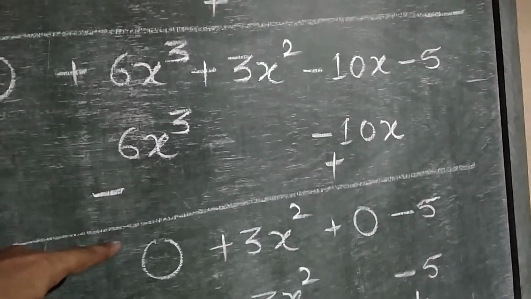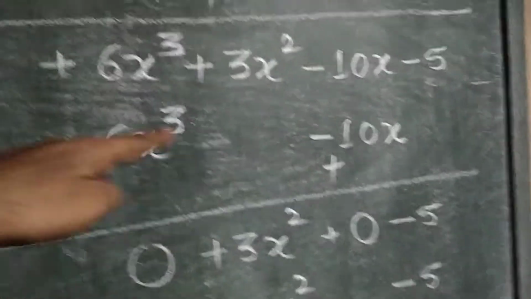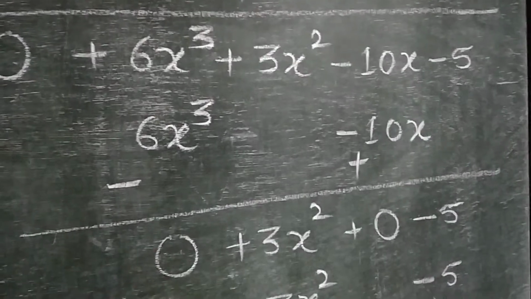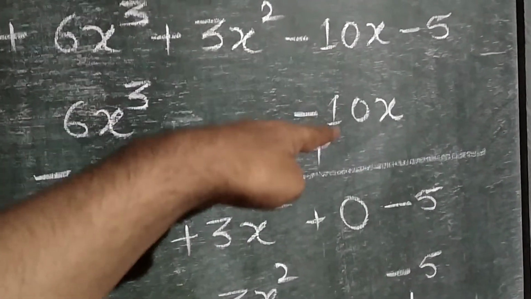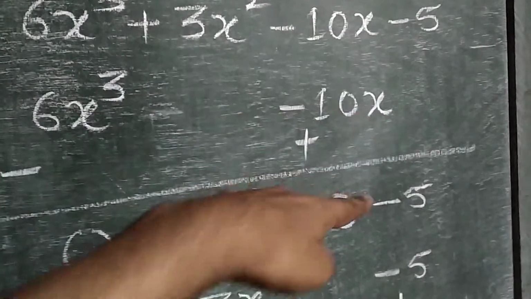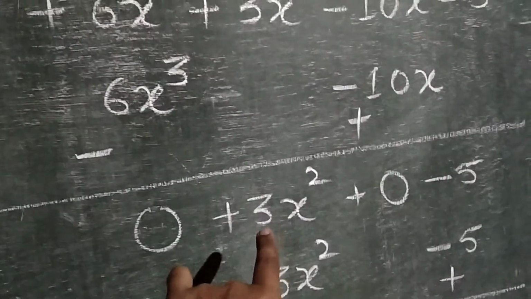So the sign will change on subtracting. It will become minus and it will become plus. So it will cancel because both the coefficients are equal. 3x square as it is. It will also cancel, 0, and minus 5 as it is. Now 3x square minus 5 will be the new dividend in this step.